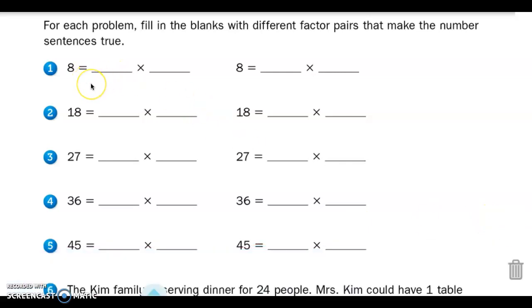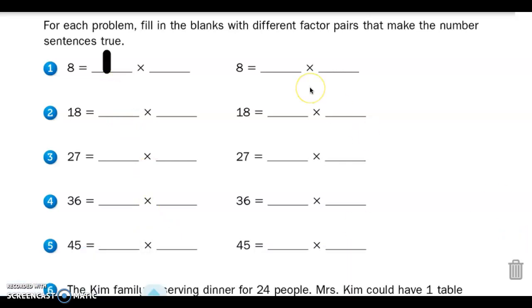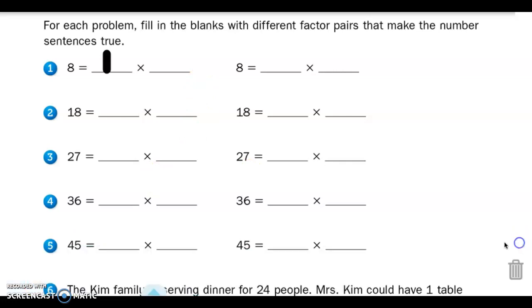Okay, 8 equals what times what? Well, we know that 1 times any number is itself. So 1 times 8 would equal 8. I do not want you to put 1 times itself for all of these. I want you to try to find ones that is not itself times 1.